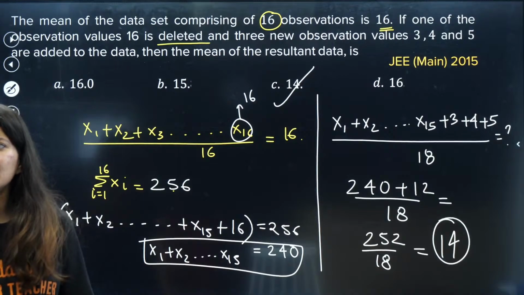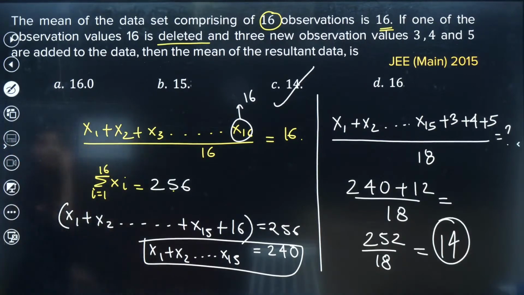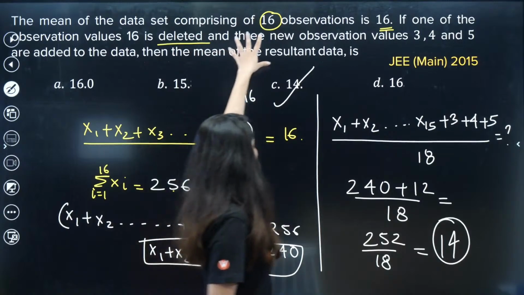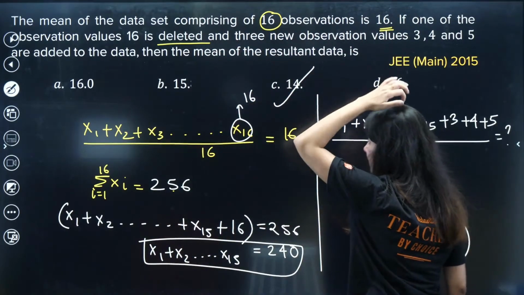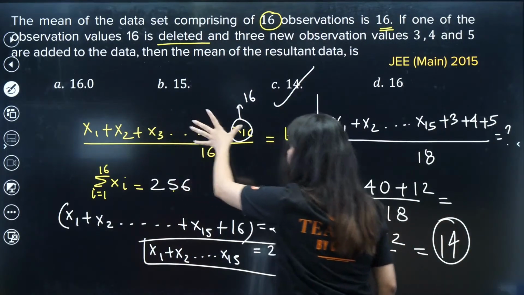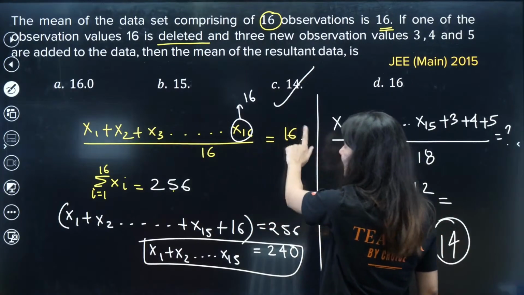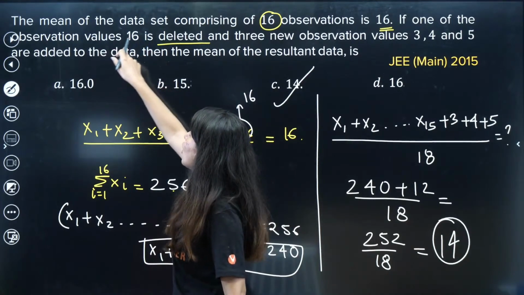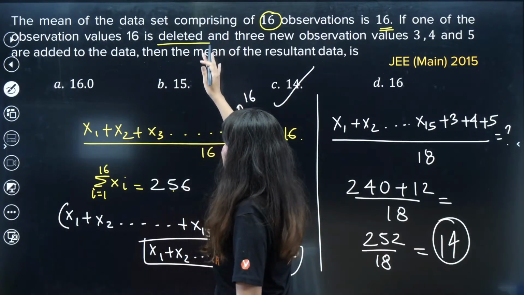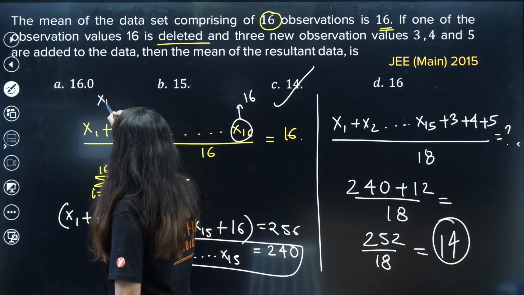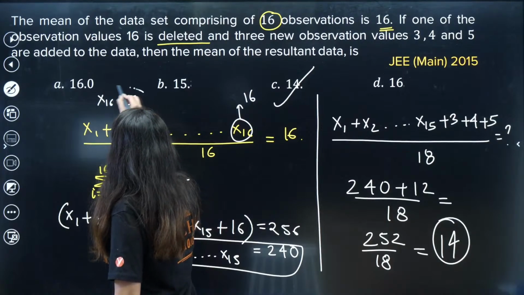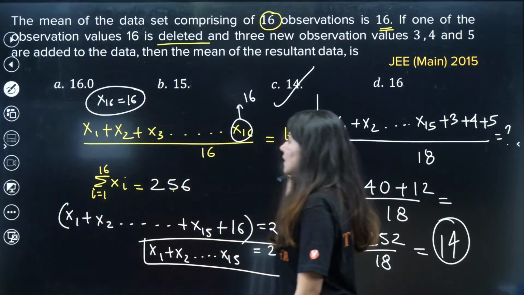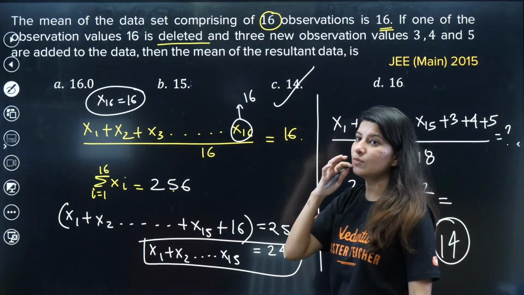Ma'am, why did 16 come? See, what are they saying? That there are 16 observations whose mean is 16. So there are 16 observations, sum of 16 upon 16 is equal to 16. Now one more 16 is there. What is that? One observation value is 16. So I am assuming the last observation, x16, is 16. So the last observation I have assumed as 16.